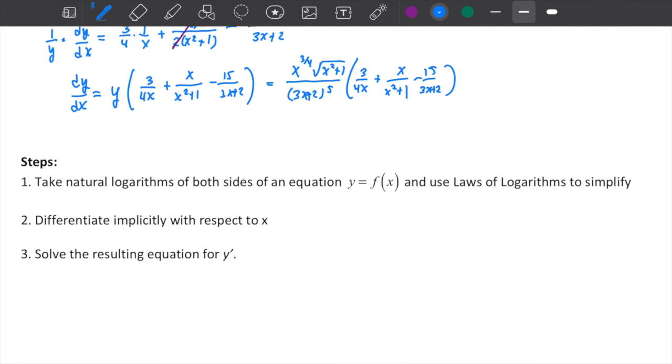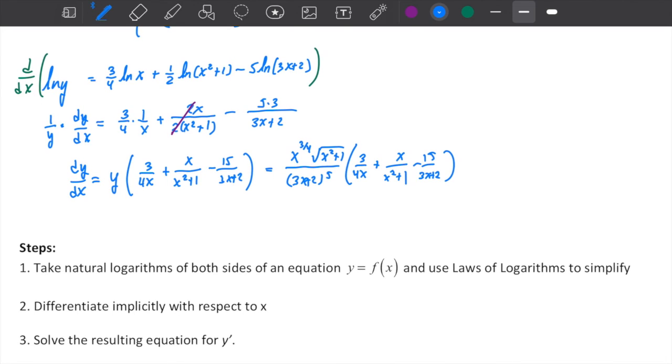So here's our process. We're going to take natural log of both sides of our equation, y equals f of x. Use those laws of properties of logarithms to simplify, to expand. We're going to differentiate implicitly with respect to x and solve the resulting equation for y prime or dy dx. Let's try another one.